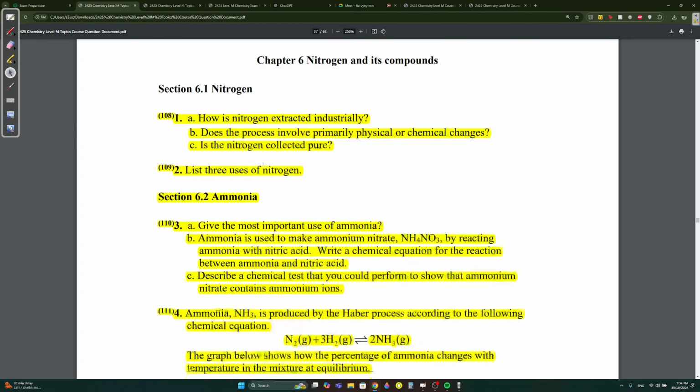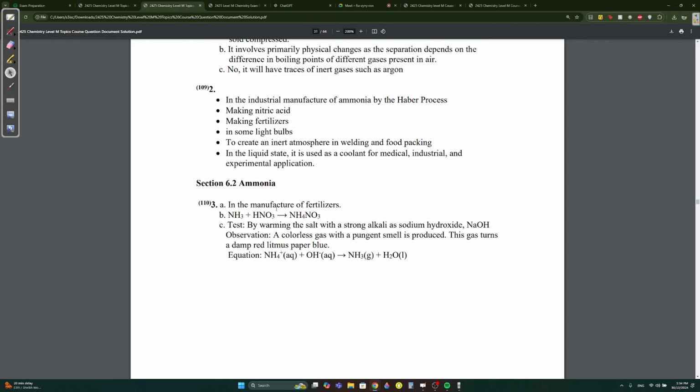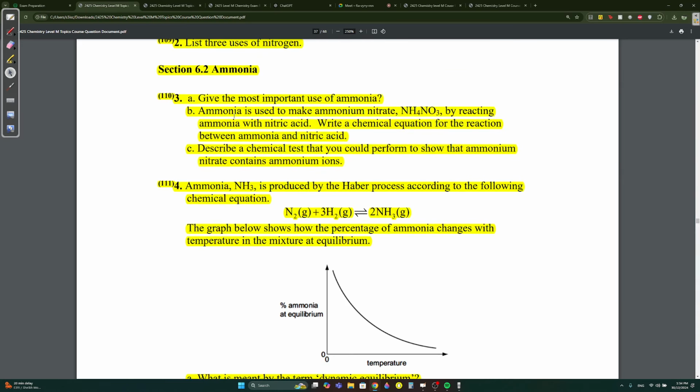Just take those 3. Give the most important use of ammonia. Ammonia, you use it for the manufacture of fertilizers. Memorize it like this. Ammonia is used to make ammonium nitrate by reacting ammonia with nitric acid.